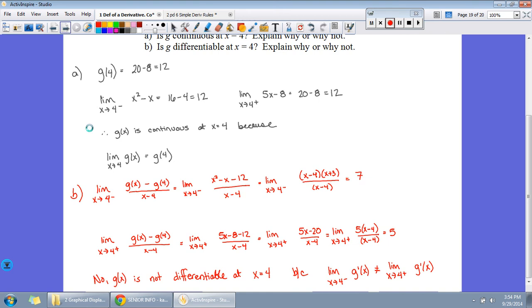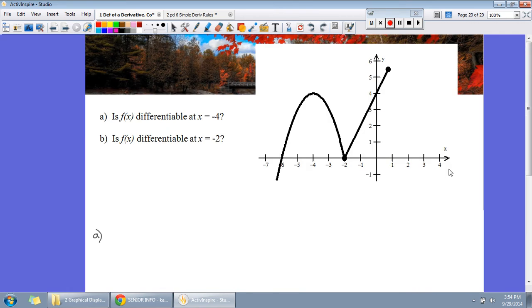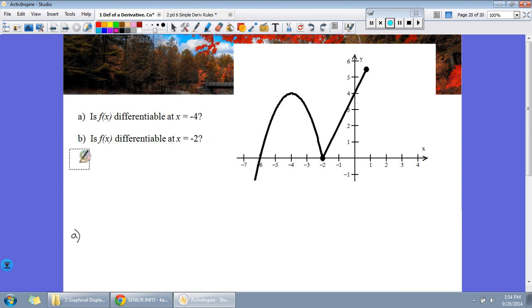And from the example that I missed from the previous page, we can look at this function and ask ourselves the same questions. Is f differentiable at x equals negative 4 here? And is f differentiable at x equals negative 2 here?